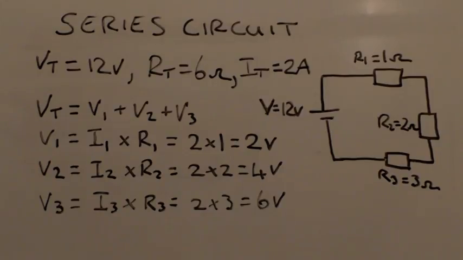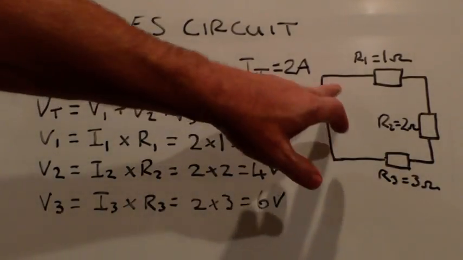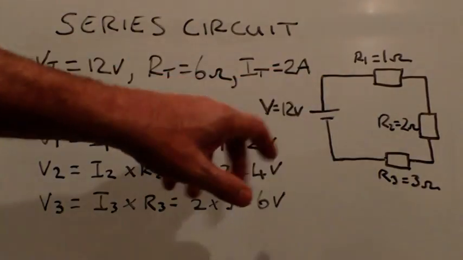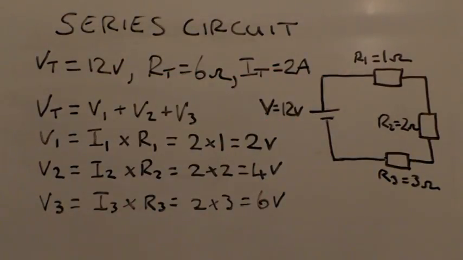Okay, so I think that's about it. So let's just have a recap on what we've done. First of all, we found the total voltage of the circuit, which was 12 volts, due to the fact that there's only one battery in our circuit. So this gave us 12 volts.